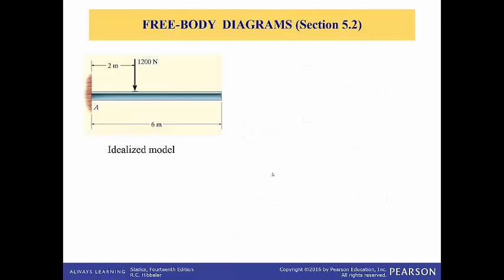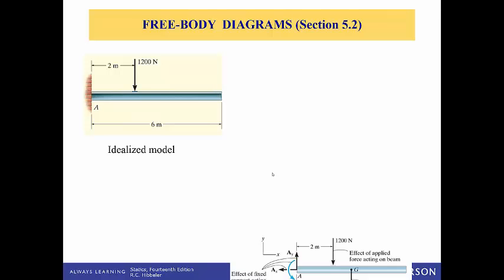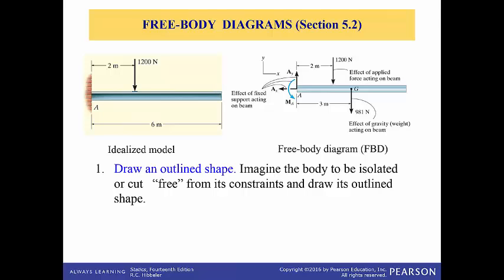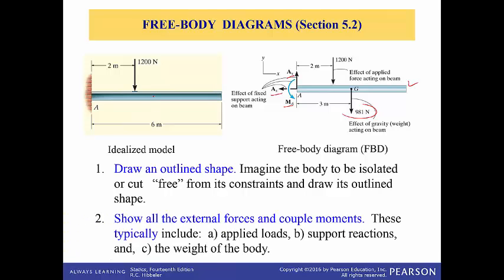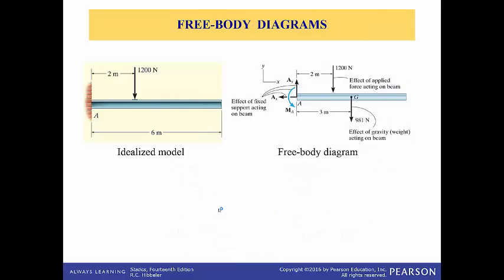So these are just a reminder of the different supports. Okay, so now we're going to draw the free body diagram, including the support reactions, which is something we didn't do before. So here's the fixed support, so you have a moment, AX, AY, and then you have, of course, the weight, which is at the center of gravity, and then the forces. So the procedure is, you draw an outline shape, which is what's done here. Imagine the body to be isolated or cut free from its constraints and draw its outline shape. Show all the external forces and couple moments. This includes applied loads, support reactions, and the weight of the body.